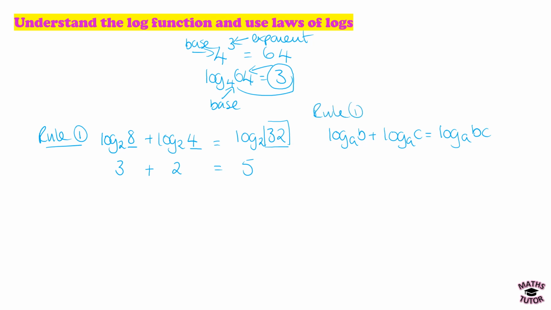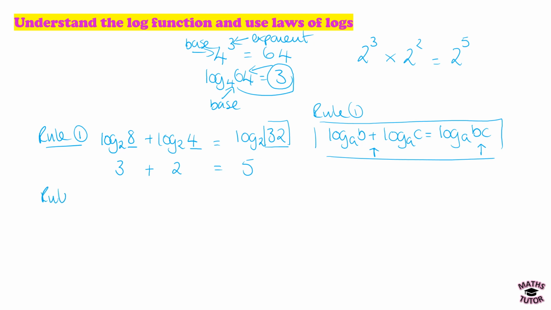So that is rule number 1, that if you are adding and the logs are in the same base, you just multiply the numbers together. Now this ties in with the rules that we've got for exponents, for powers. If you've got 2 cubed times 2 squared, you add the powers, and that's 2 to the power 5. Here, if you are adding the logs, then you multiply the numbers there.